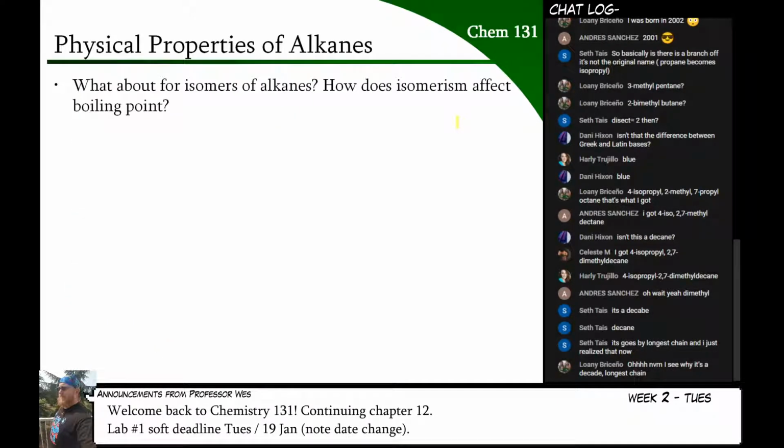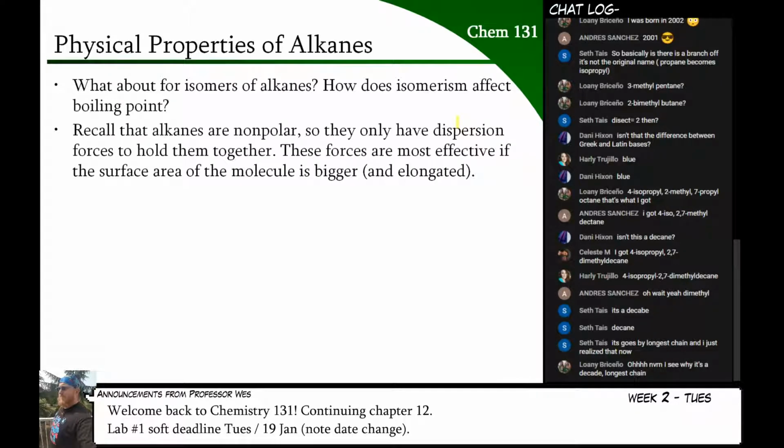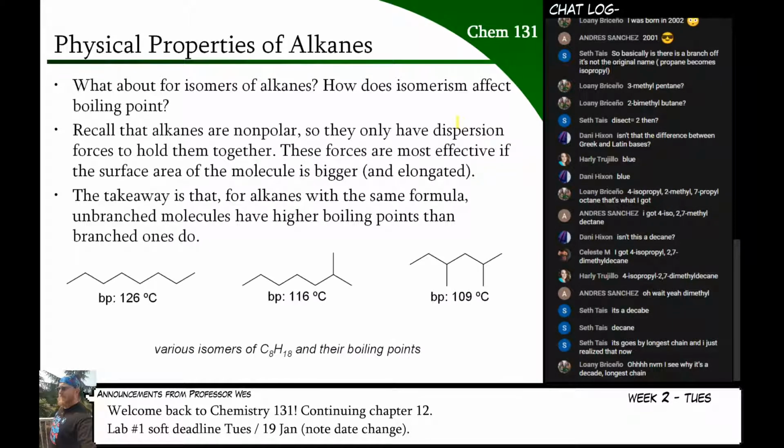What else can we talk about? Let's talk about isomers. So I'm going to show you a bunch of isomers with their boiling points, and you're going to notice that the ones that are linear have higher boiling points than the ones that are branched.